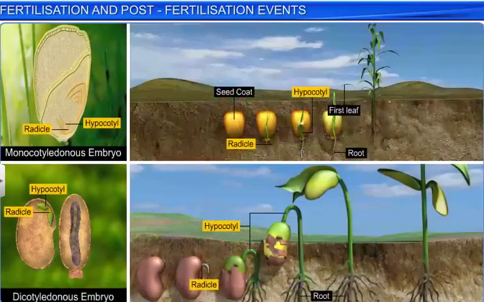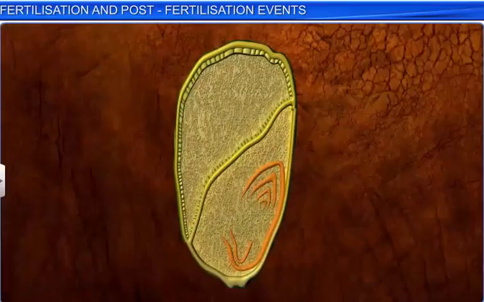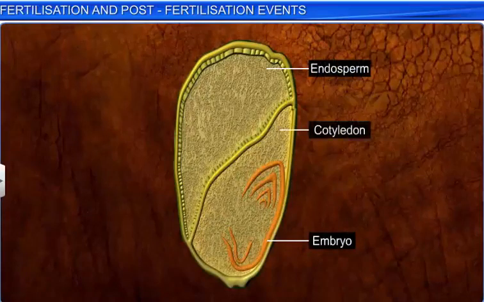Interestingly, the various parts of the embryo develop differently as the seed germinates. In this manner, the embryo, as well as endosperm, develops from the zygote and primary endosperm cell after fertilization has taken place in flowering plants.